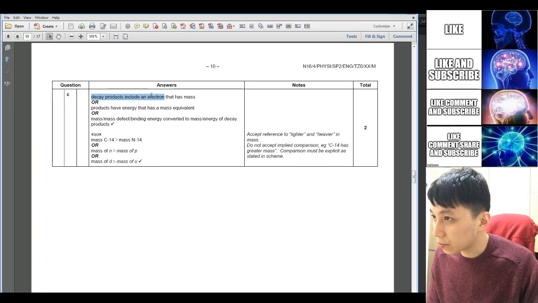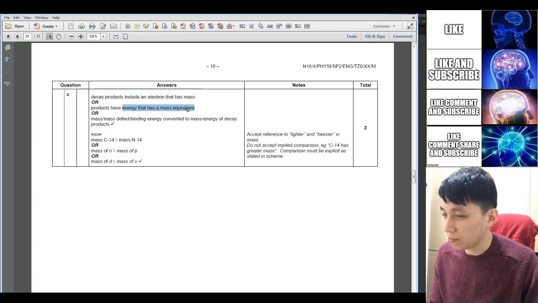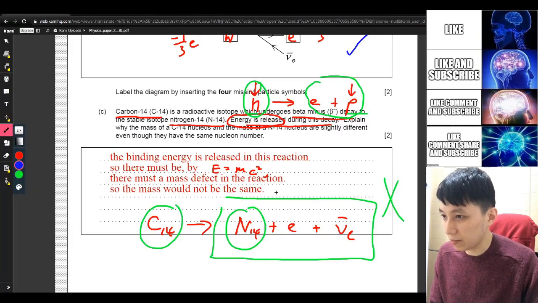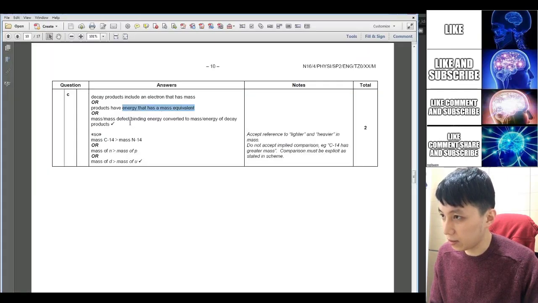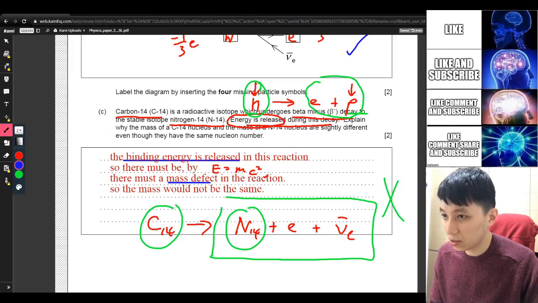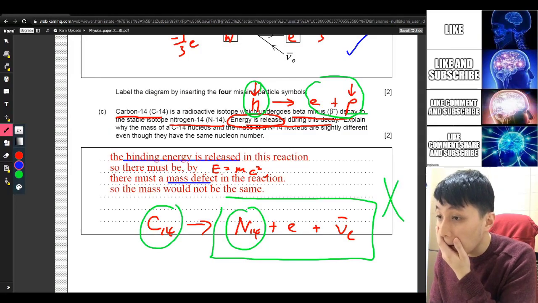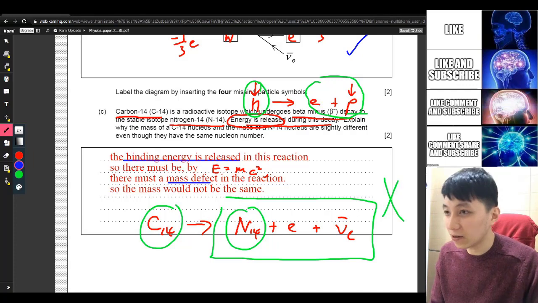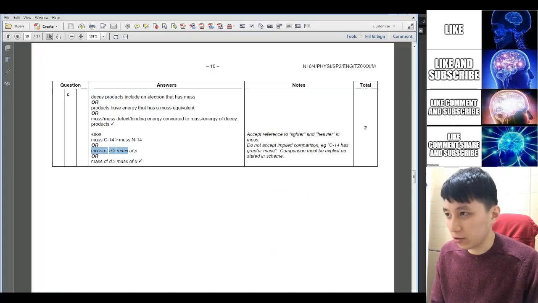The K product include electron that has mass. Okay, product has energy that has a mass equivalent. So basically, like what I said, right? The mass defect, right? Having the binding energy released. So I guess I will get marks there. And so, what? Okay, I would not know, to be honest.